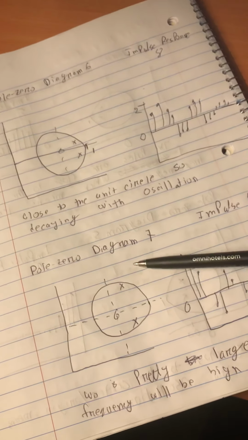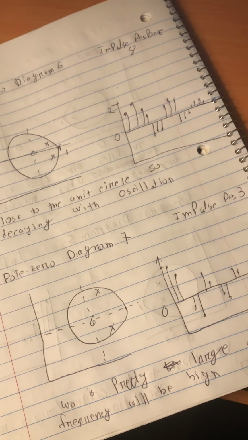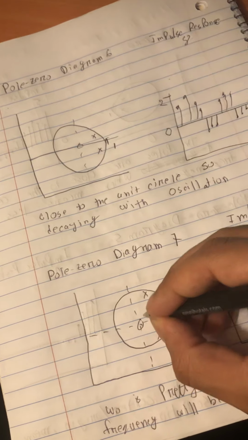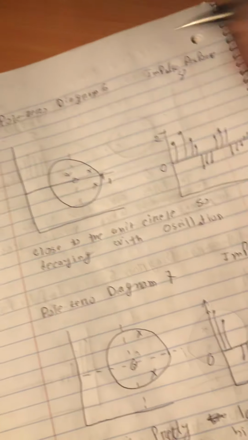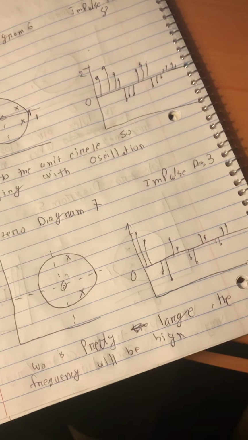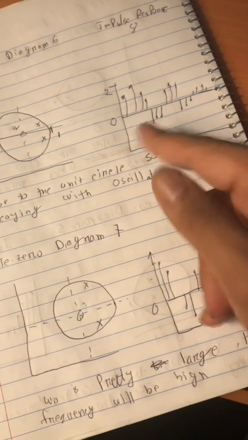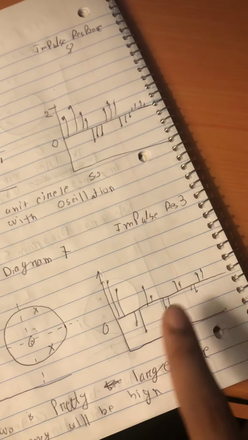Now for pole and zero diagram 7, we have 2 poles, and 2 zeros. The poles are pretty large and very steep in a way, so the frequency will be high. It's going to decay, but since it's very close to the unit circle and very steep, it's going to have a very high frequency. So we can say it's impulse response number 3.